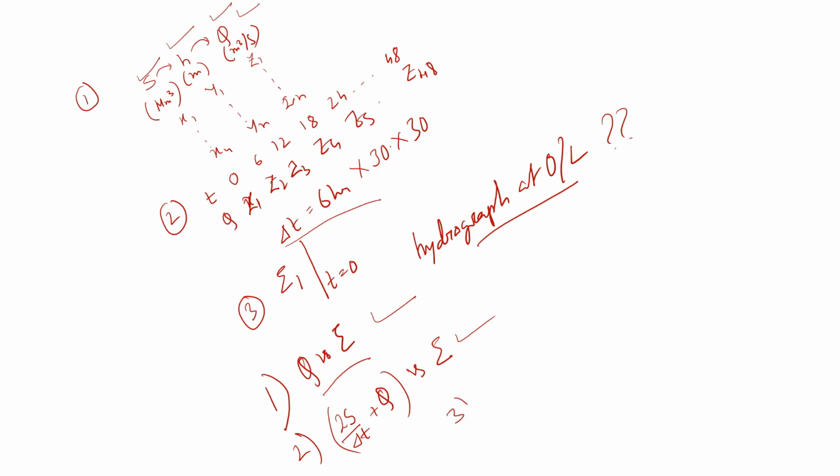So the third step will be: you know at what elevation the flood has entered the reservoir, which is given already. Now, I just don't like to repeat. These two graphs, 1 and 2, have a common x-axis, elevation. Here it is Q, here it is 2S by del T plus Q, correct?